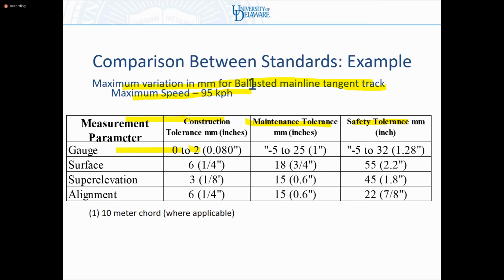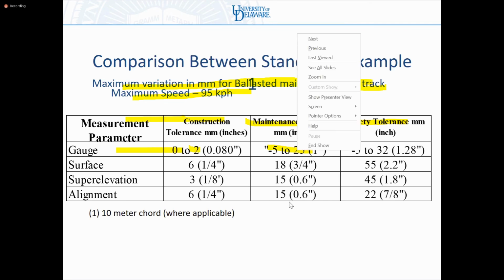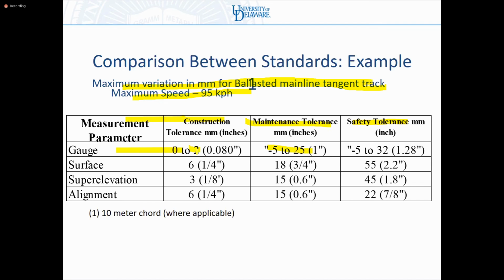My maintenance standards are -5. So minus means tight gauge. The gauge is less than 1435 to plus 25 millimeters, which is significantly more than 2 millimeters, obviously. And my safety standards are -5 to plus 32. So I have between 25 and 32 to do my maintenance before my safety standards kick in.